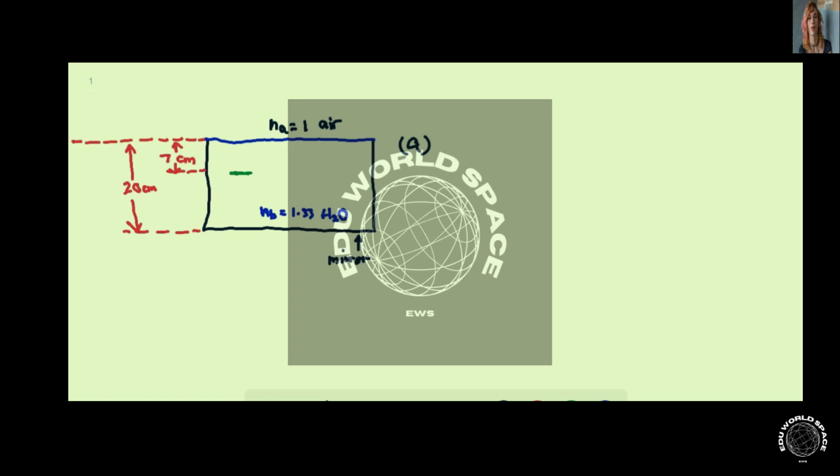In problem 16, we're told we have a tank with a mirror at the bottom, and the tank is filled with water to a depth of 20 centimeters. So this blue line is the water line, the water-air interface. And we have a small fish that is floating motionless 7 centimeters below the water's surface. So this green line here is my fish, and it's 7 centimeters below the water.